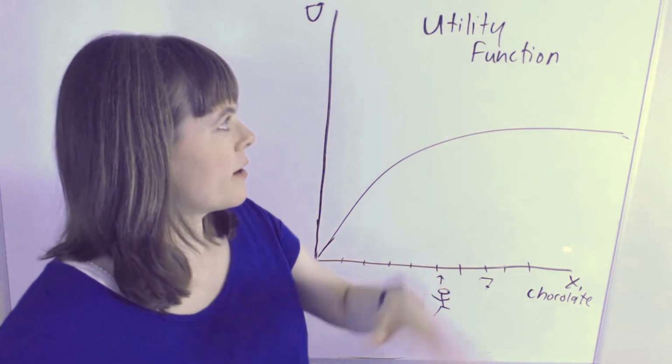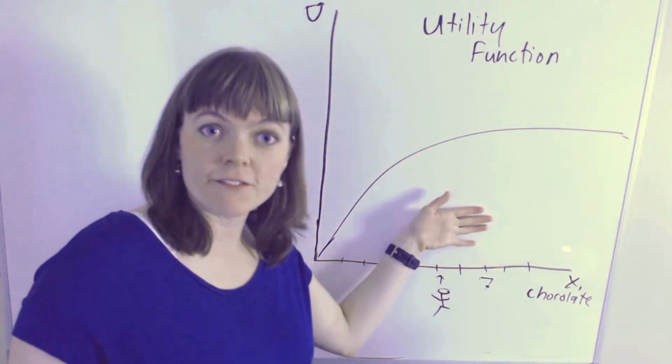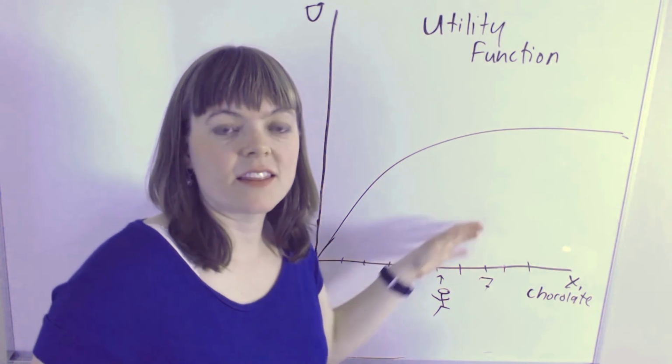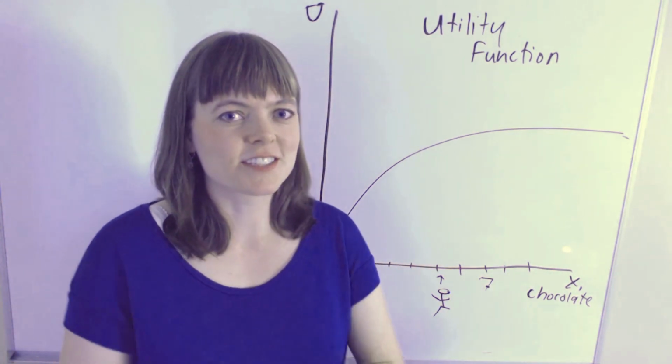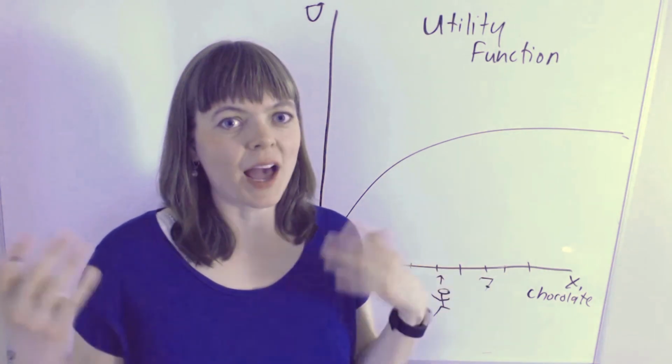So we have the utility function as the side view of utility mountain, and the indifference curve map as the bird's eye view of utility mountain. It's a great way of thinking about these concepts. I hope it helps.